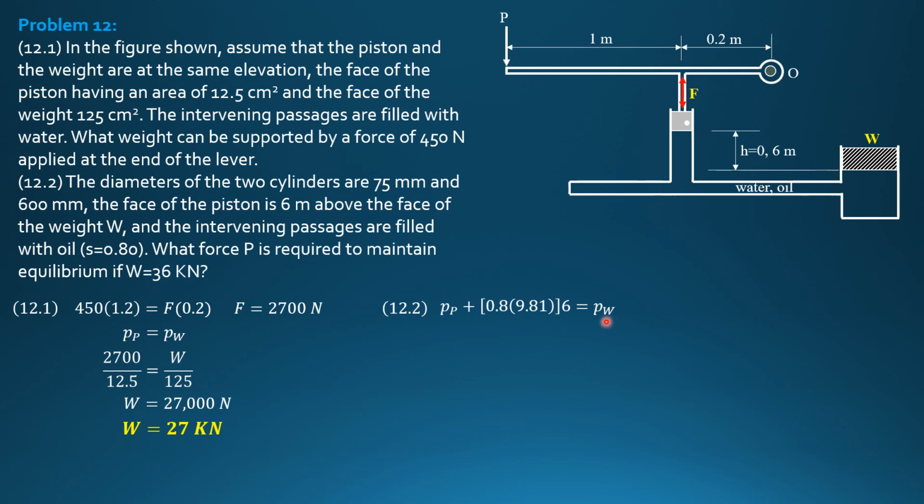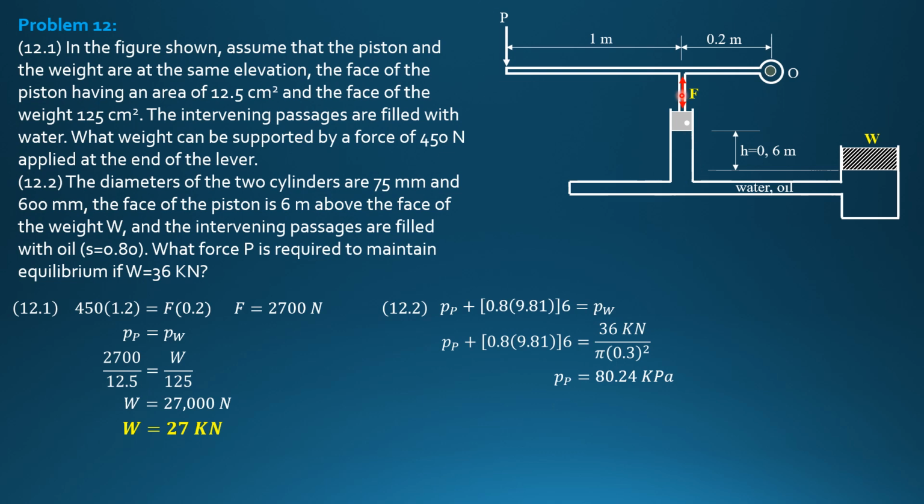Since pressure under the weight W is the weight over area, it should be in kilopascals, kilonewton per square meter. So weight should be in kilonewtons, and the area should be in meter square. So P sub P plus 0.8 times 9.81 times 6 equals 36 kilonewtons over pi times 0.3 meter, since 600 mm in diameter is 0.3 meter in radius, squared. So that's consistent. Pressure under the piston is 80.24 kilopascals.